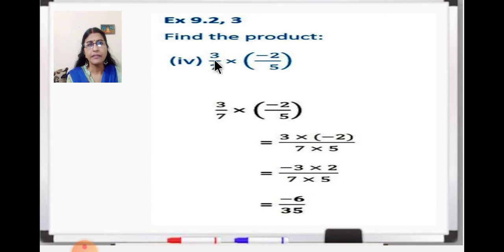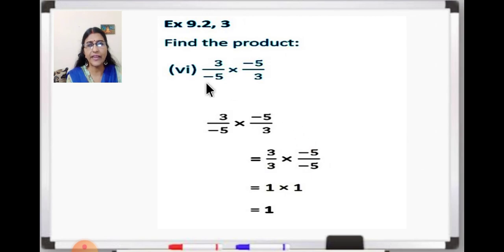Fourth question: 3 upon 7 multiplied by minus 2 upon 5. 3 will be multiplied by minus 2. The numerator will be multiplied by the numerator of the next number. So it is done, and the denominator is here 7, here it is 5. So 7 into 5. And then this minus sign you will bring here, or you can keep it there. 3 twos are 6, and then minus into plus is minus. So minus 6. 7 fives are 35. So the answer is minus 6 upon 35.